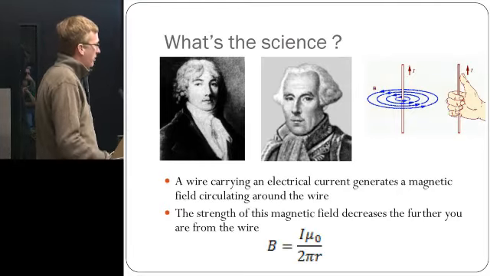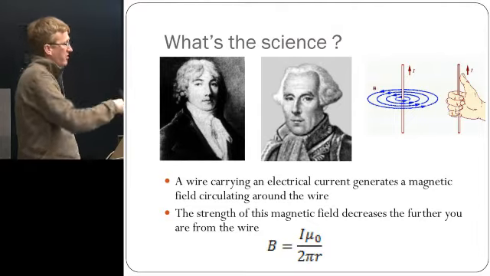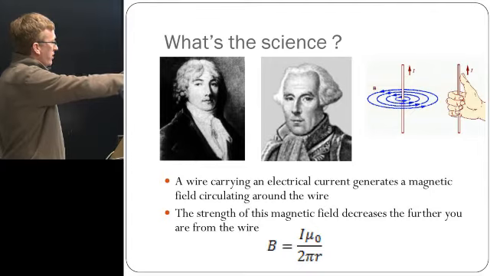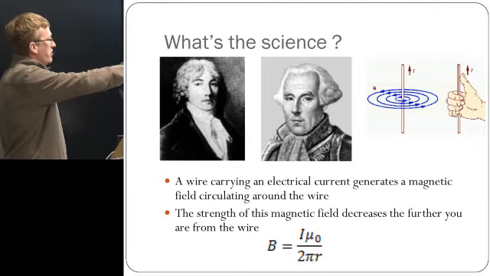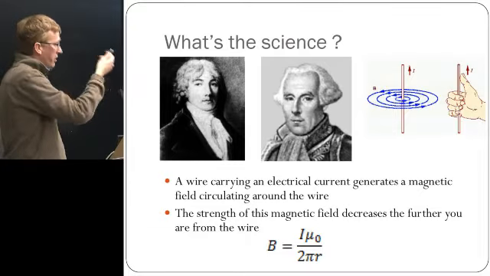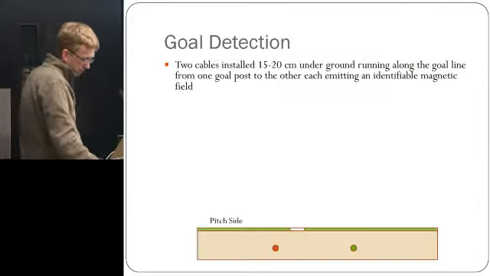And we have an equation for it that basically says that the strength of that magnetic field is given by this equation down here, and the important parameter here is r. r is the distance from the wire that you are. If you measure the field at a small distance, or if you measure it at a large distance, there's a difference in the field.